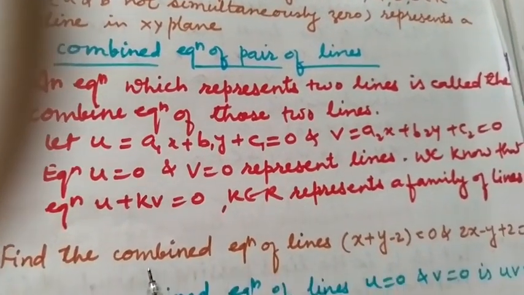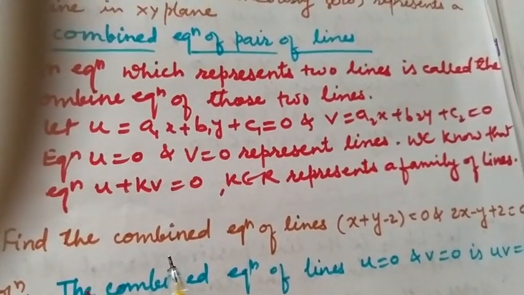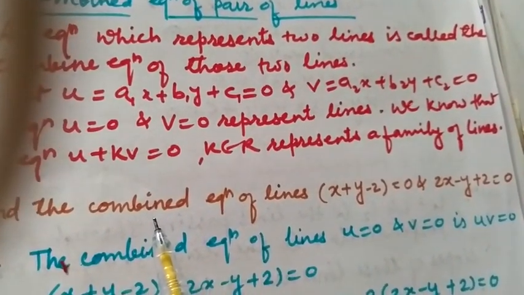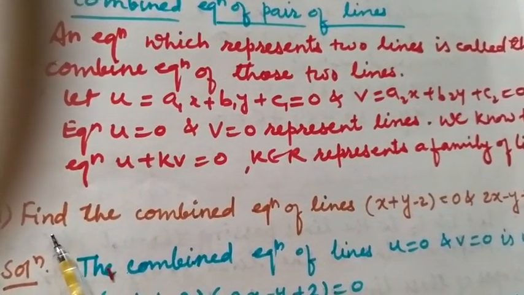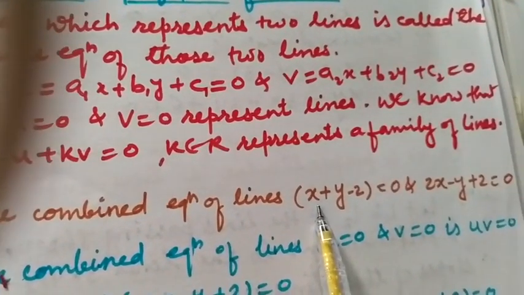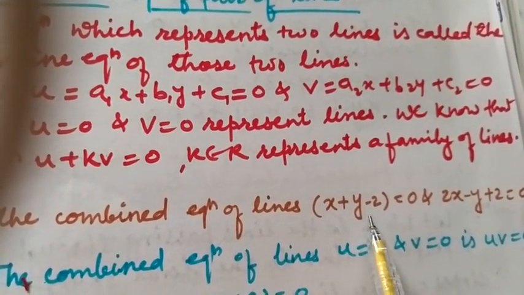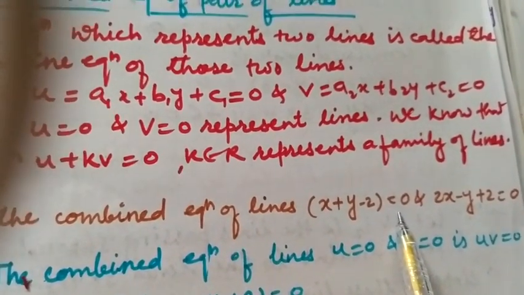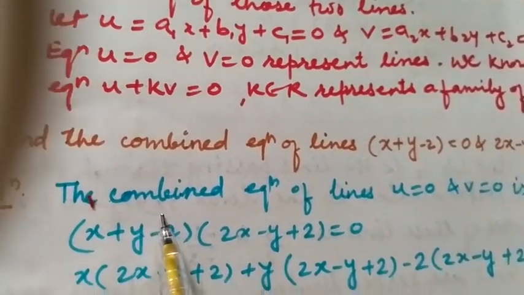Using this only, we want to see how to find the combined equation of lines. To find this, let us see the problem. Find the combined equation of lines. See the lines x plus y minus 2 equal to 0 and 2x minus y plus 2 is equal to 0. We want to form now the combined equation.